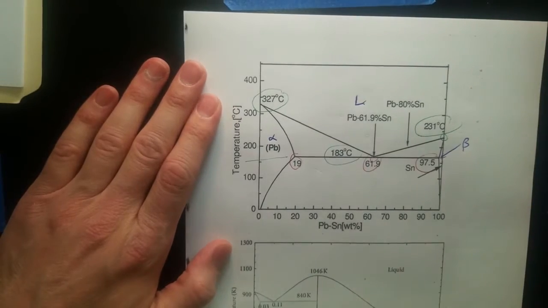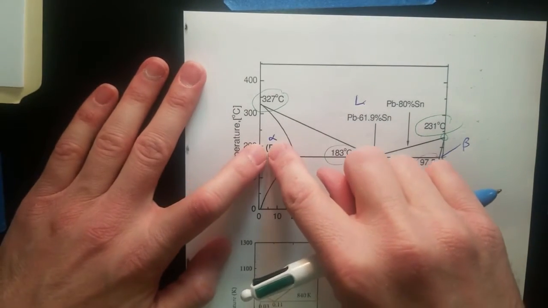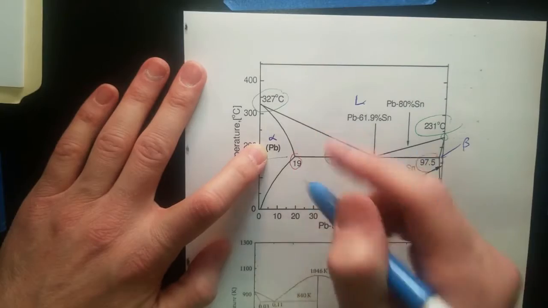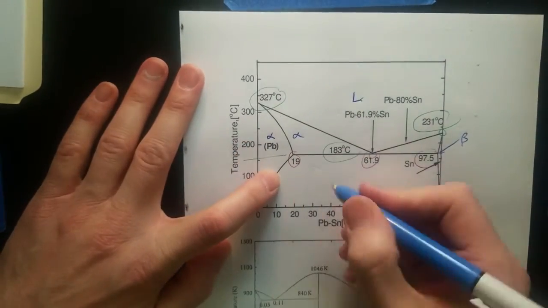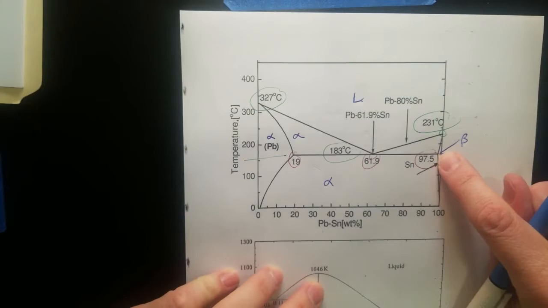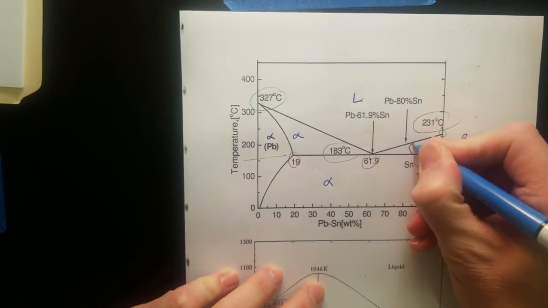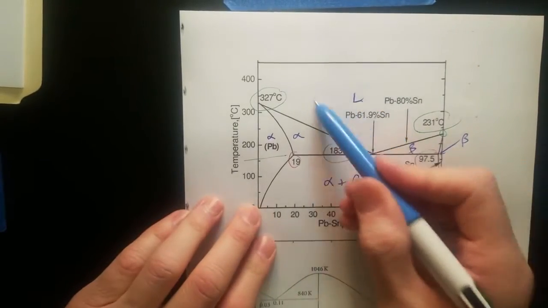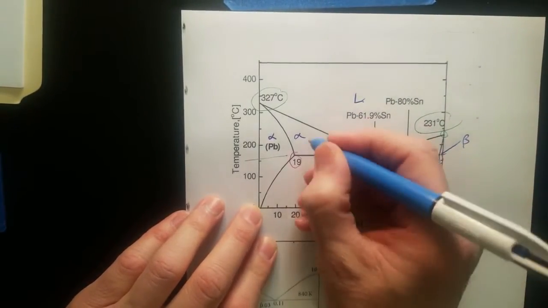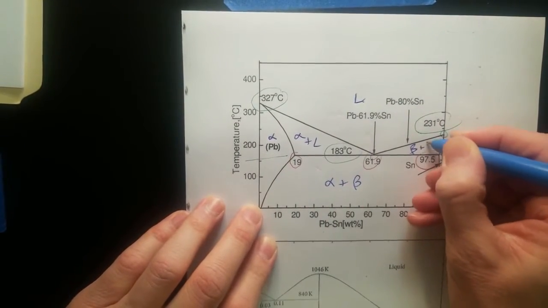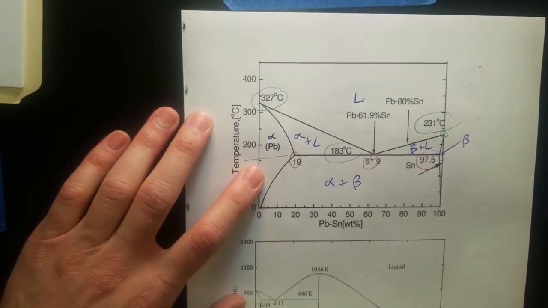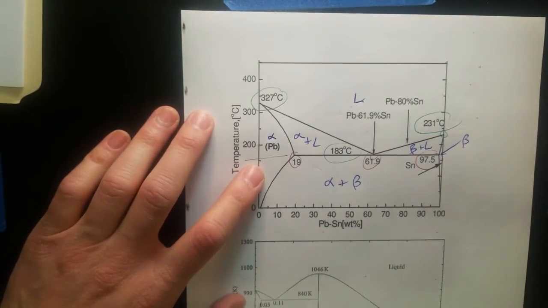So let's map this out. Anytime that you have a single phase region, every region that touches it has to have alpha in it. So touches there, alpha, touches here, alpha. Anything that touches beta has to have beta in it: beta, beta. Anything that touches liquid has to have liquid in it: plus liquid, plus liquid. So we've identified all of these phase regions, and there are no single phase regions that are touching.